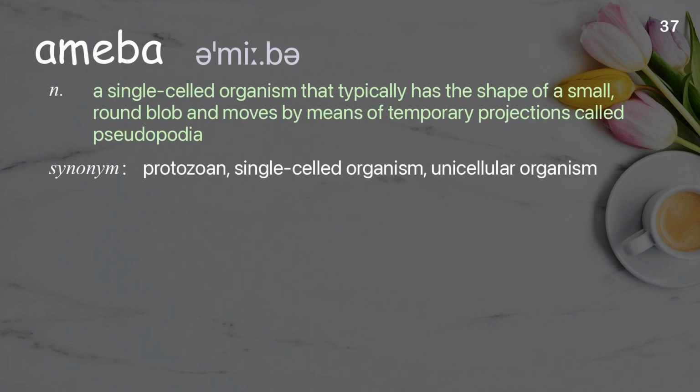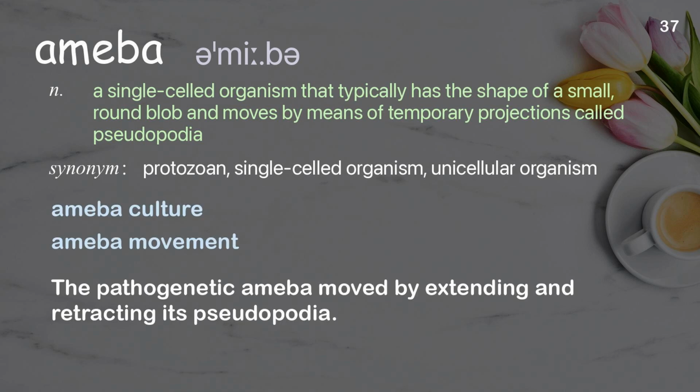Amoeba. A single-celled organism that typically has the shape of a small, round blob and moves by means of temporary projections called pseudopodia. Examples: amoeba culture, amoeba movement. The pathogenic amoeba moved by extending and retracting its pseudopodia.